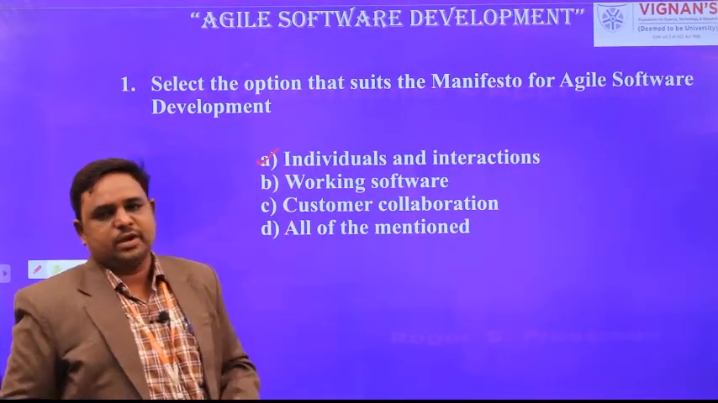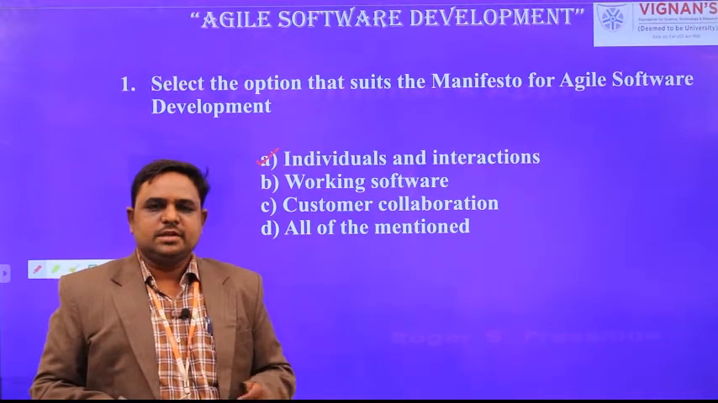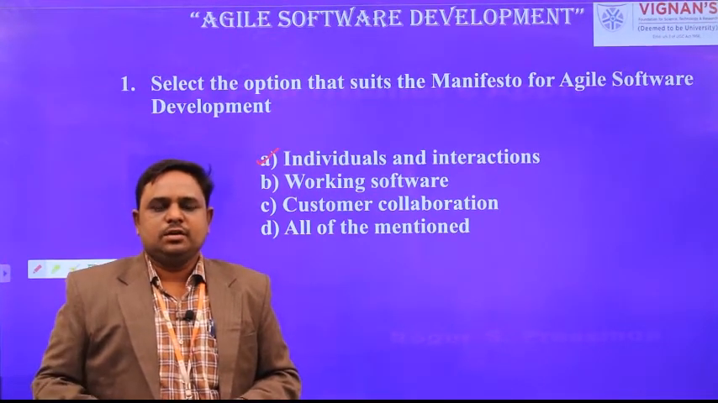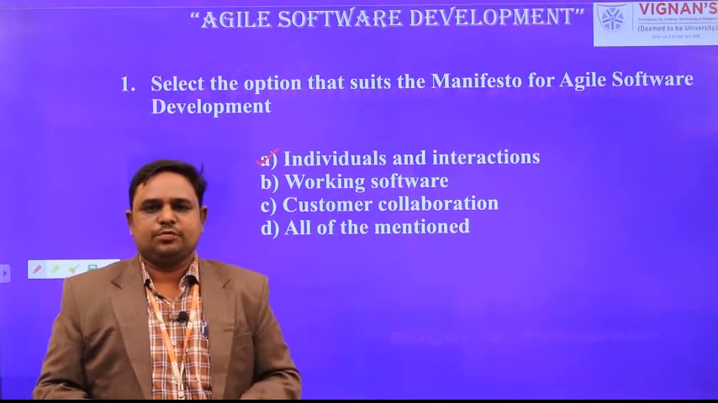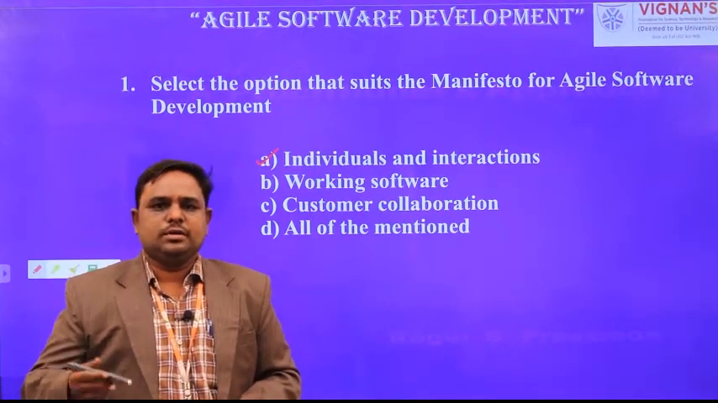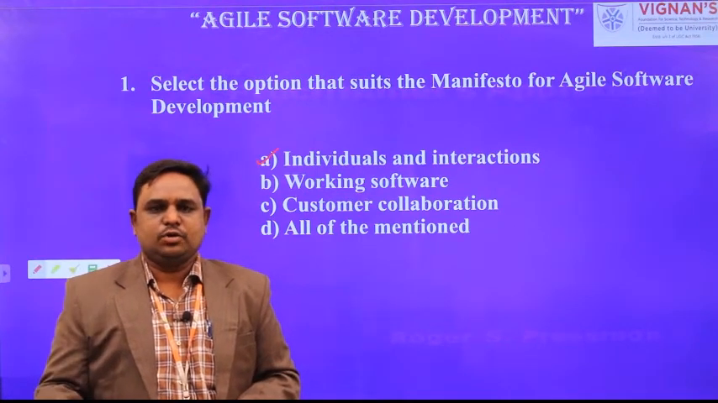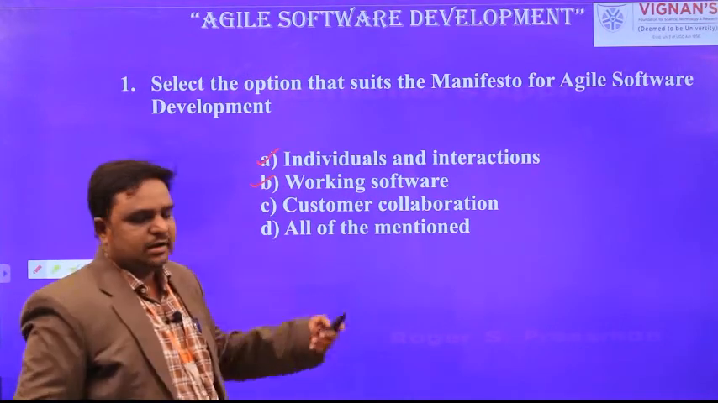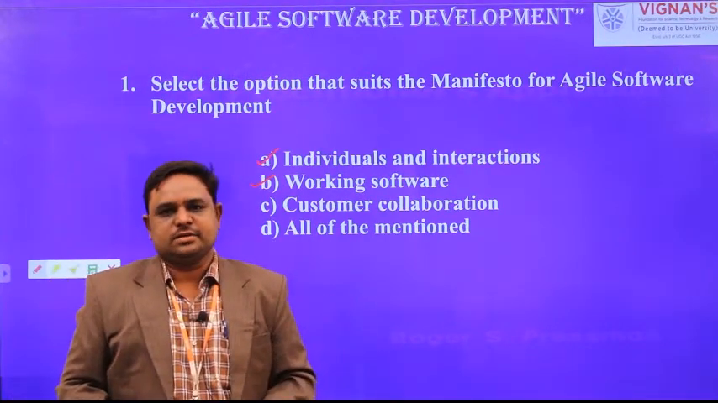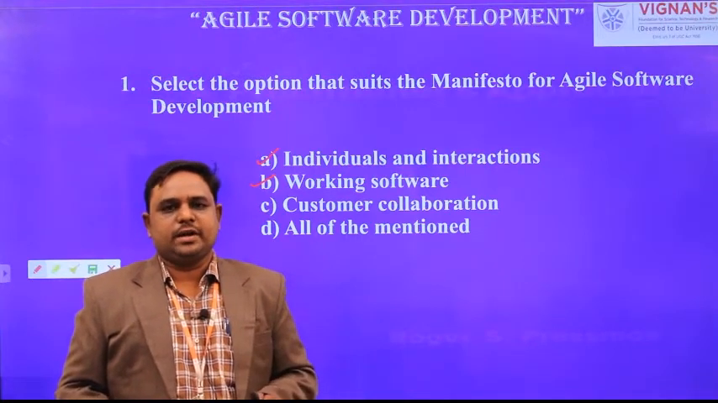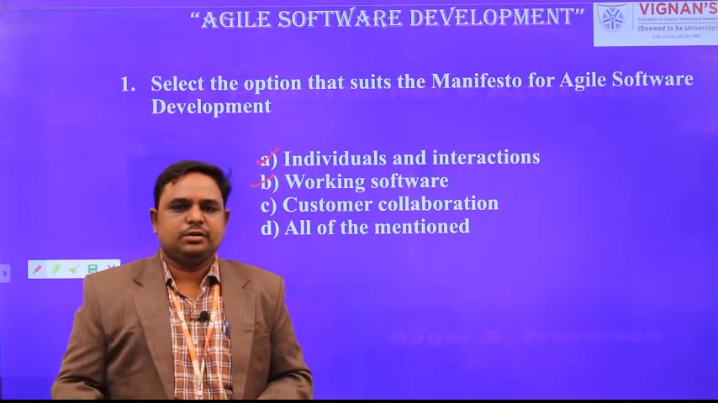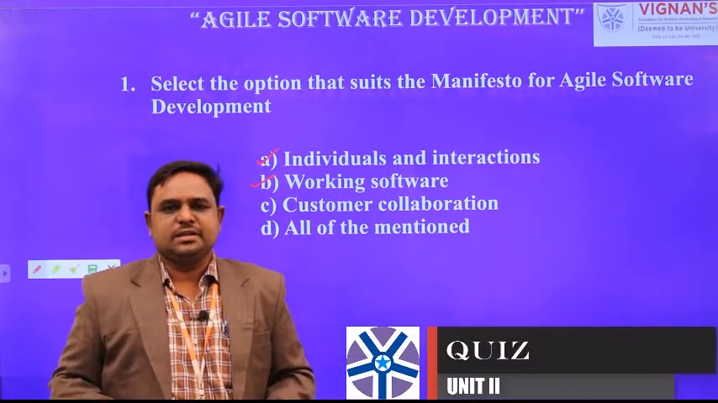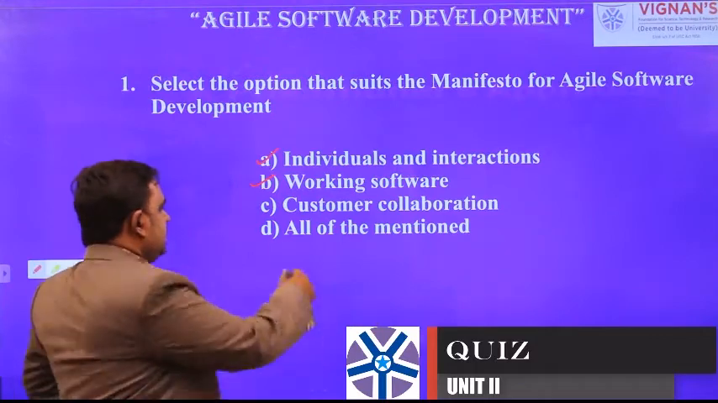Next, the second one, working software. That also comes under the values of Agile methodology. We are more concerned about the working of software rather than doing more documentation. And next one is customer collaboration. Customer collaboration is very important in Agile methodology, as we interact with the client for client requirements right from the starting stage to the ending stage. So that is also correct.